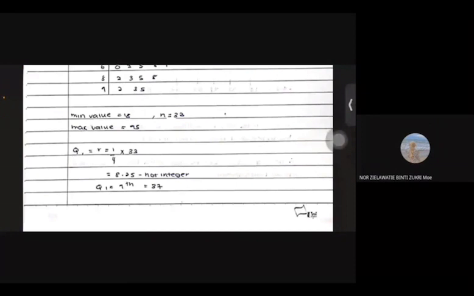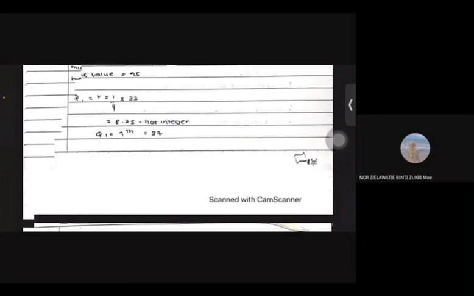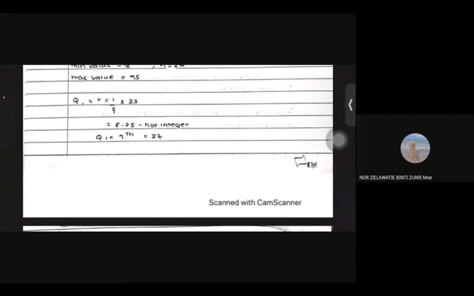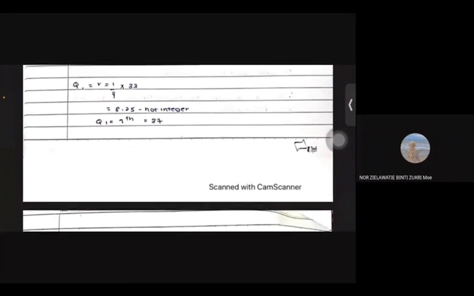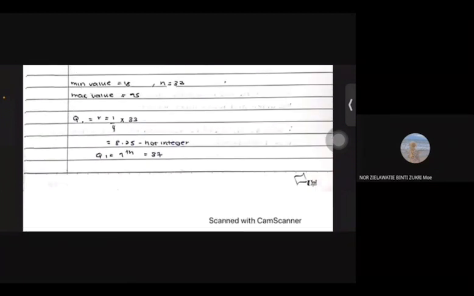Next, we need to find quarter 1, quarter 2, and quarter 3. For quarter 1, the formula is R equals 1 divided by 4 multiplied by 33. The answer is 8.25. 8.25 is not an integer, so we need to round the number to 9. So quarter 1 is the 9th number, which is 37.